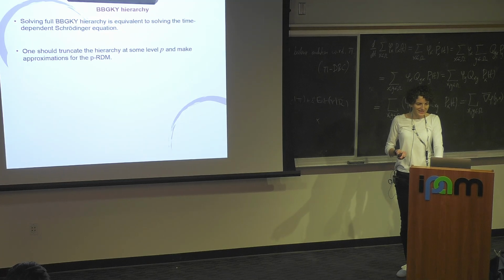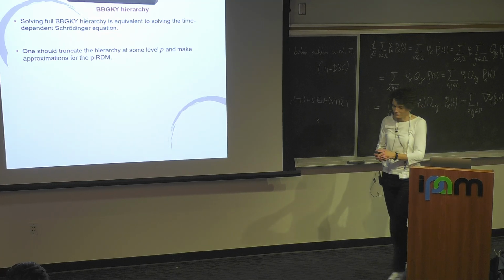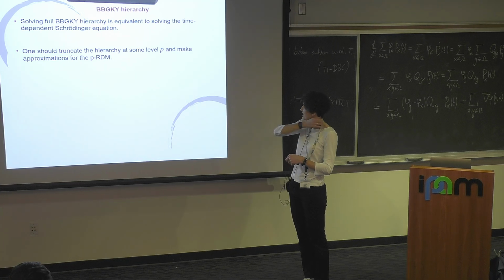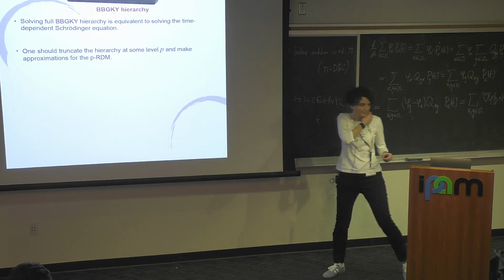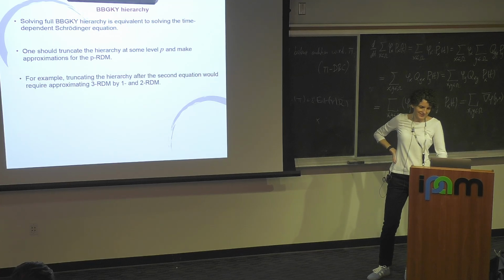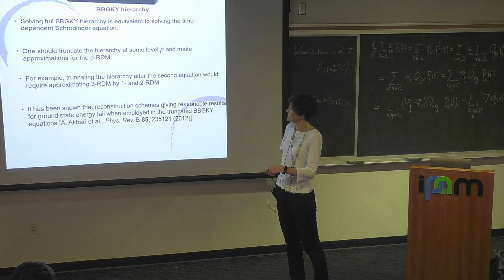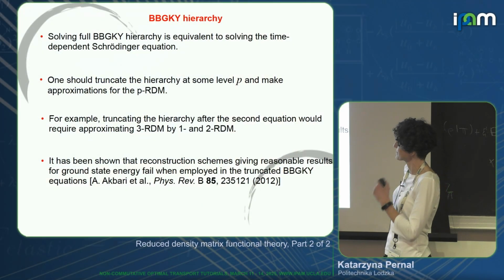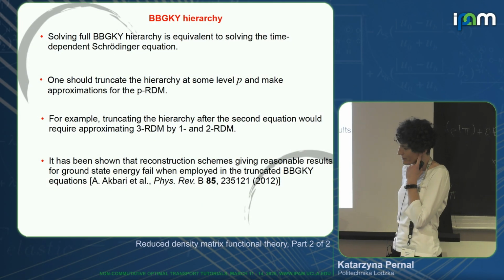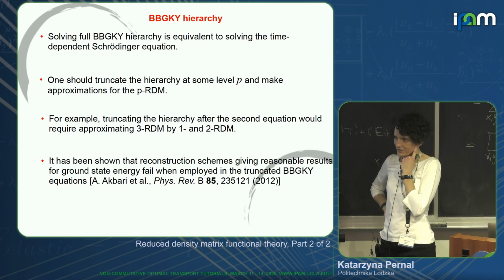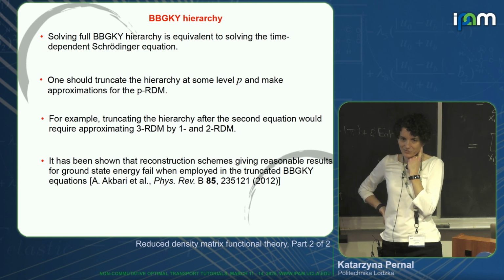But the idea would be to truncate this hierarchy at some level, okay? We can think about it at some level p, and then approximate. So if you truncate after the pth equation, then you have to make an approximation for the p RDM. Ideally, you would like to express it in terms of lower order density matrices, and such efforts or trials have been done by people. Here, there's one reference, but they were not very successful. So what I'm talking about is the idea to approximate higher level RDMs in terms of lower level. It's in principle possible. There are some approximate ways to do it.